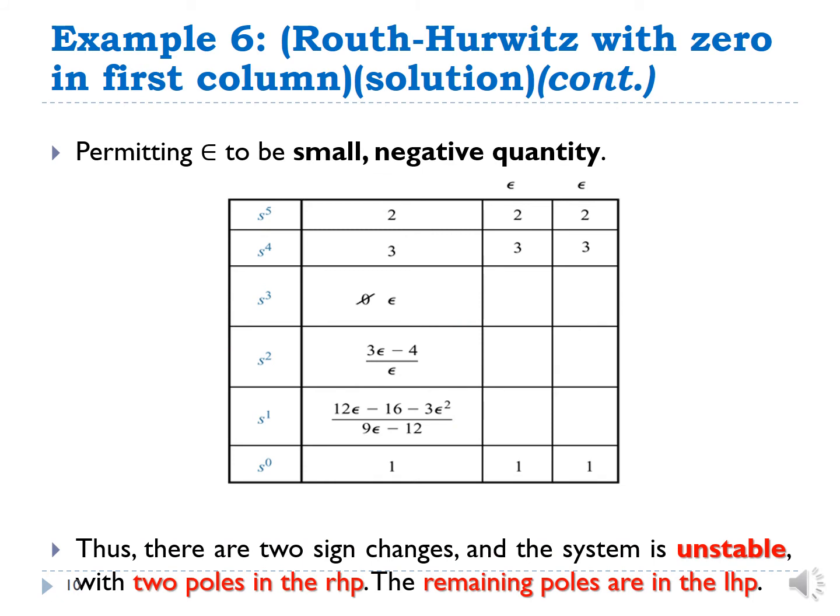You may also replace epsilon with a small negative quantity, let's say minus 1. Replacing epsilon with minus 1 gives the term in the s power of 3 row to be minus 1, s power of 2 row to be plus 7, and s power of 1 to be plus 1.48. Thus, there are two sign changes, from s power of 3 row to s power of 2 row and from s power of 2 row to s power of 1 row. The system is also unstable with two poles in the right half plane. The remaining poles are in the left half plane.